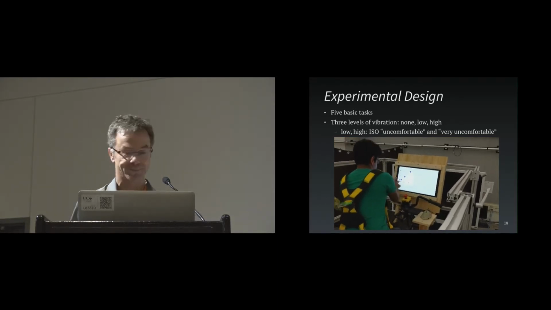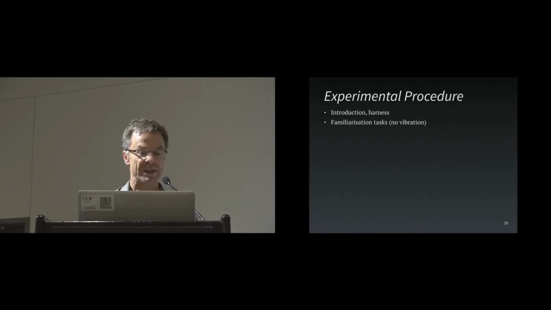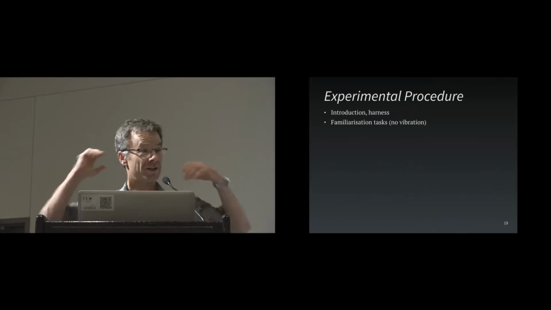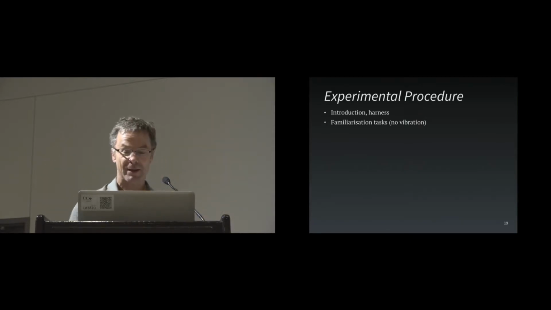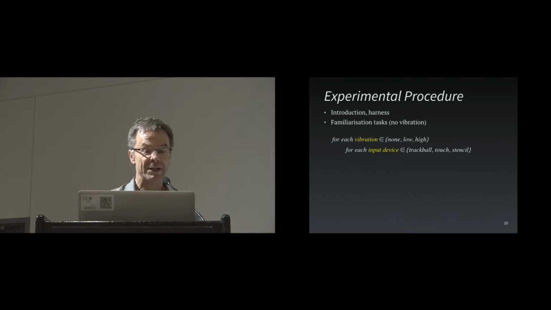It was pretty uncomfortable. For our procedure, participants were initially harnessed up for safety, so they were tethered to the ceiling of the lab. They then completed a set of familiarization tasks that covered all of the five types of tasks without any vibration. They then proceeded through each of the vibrations, completing all trials in one vibration before moving on to the next. And this was done because it took time to load up the motion platform program into the platform. Within each vibration, they used all three devices, trackball, touch, and stencil in a counterbalanced order.